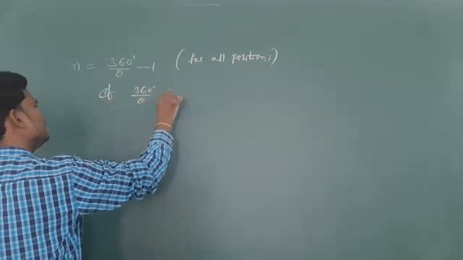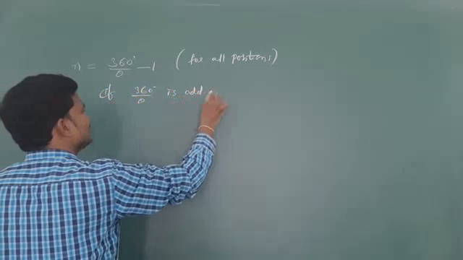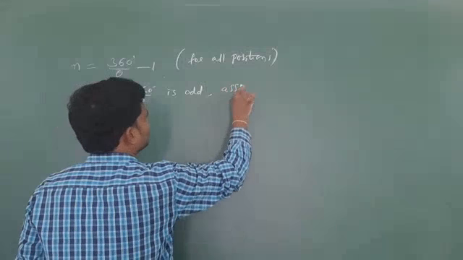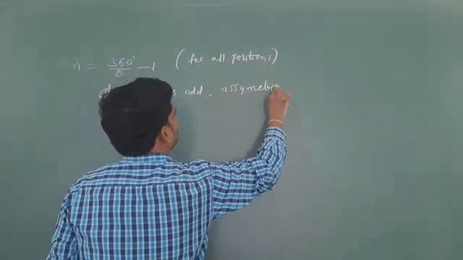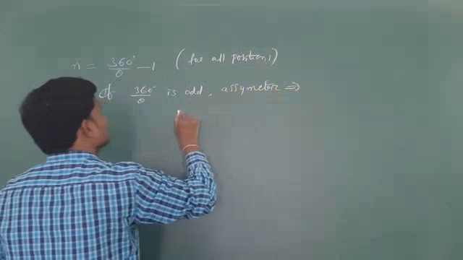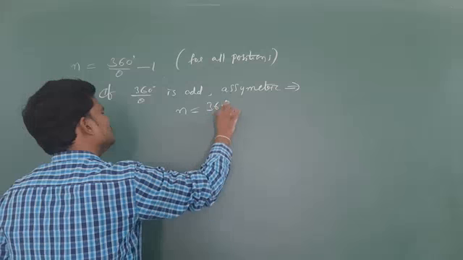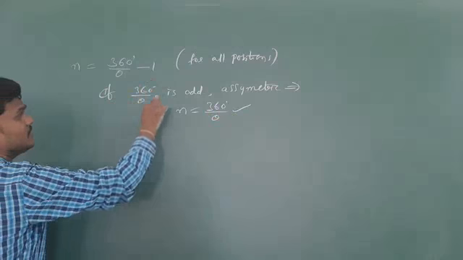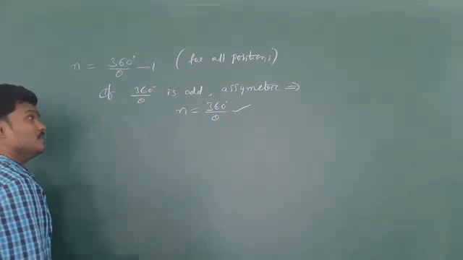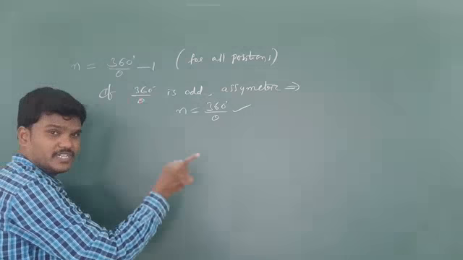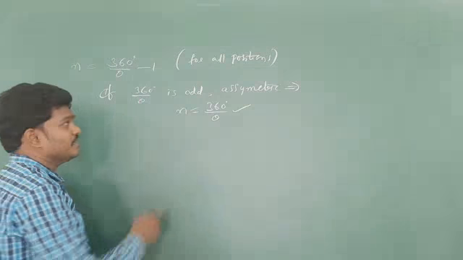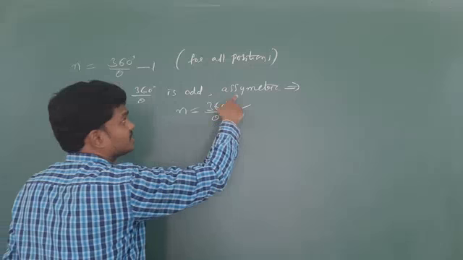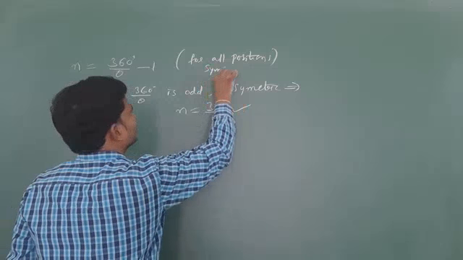For all positions of an object, if 360 degrees by theta is an odd integer and the object is asymmetric, then the number of images is 360 by theta. This is the formula, and only in one situation is this equivalent to the number of images. In what situation? You have to verify whether 360 by theta is even or odd. If 360 by theta is odd and the object is asymmetric, this is the case for symmetric.